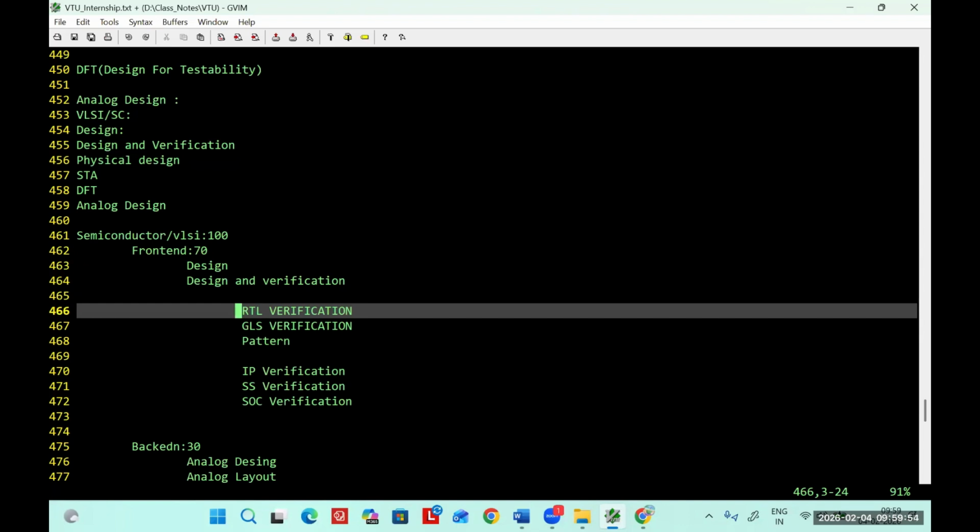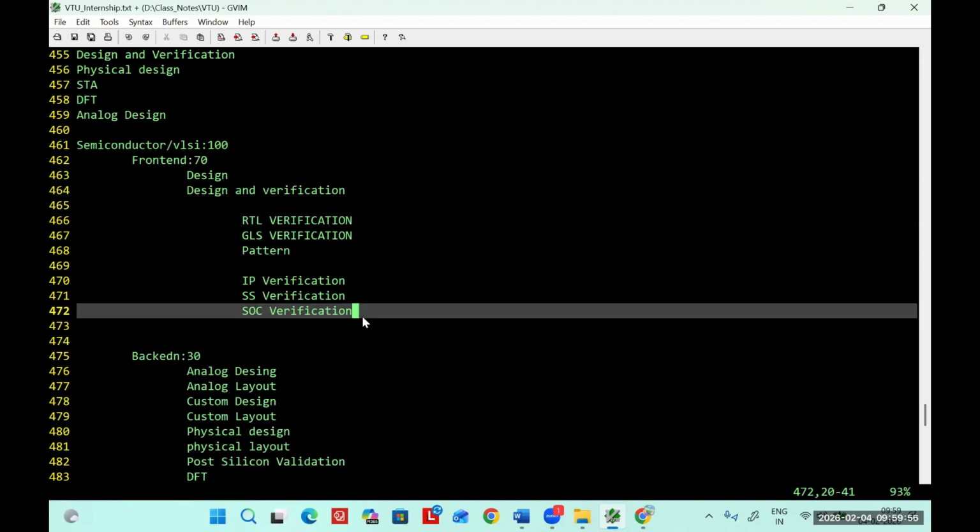Now the question is which has the highest opening? Very high opening. So SOC verification will have the highest opening in the market.